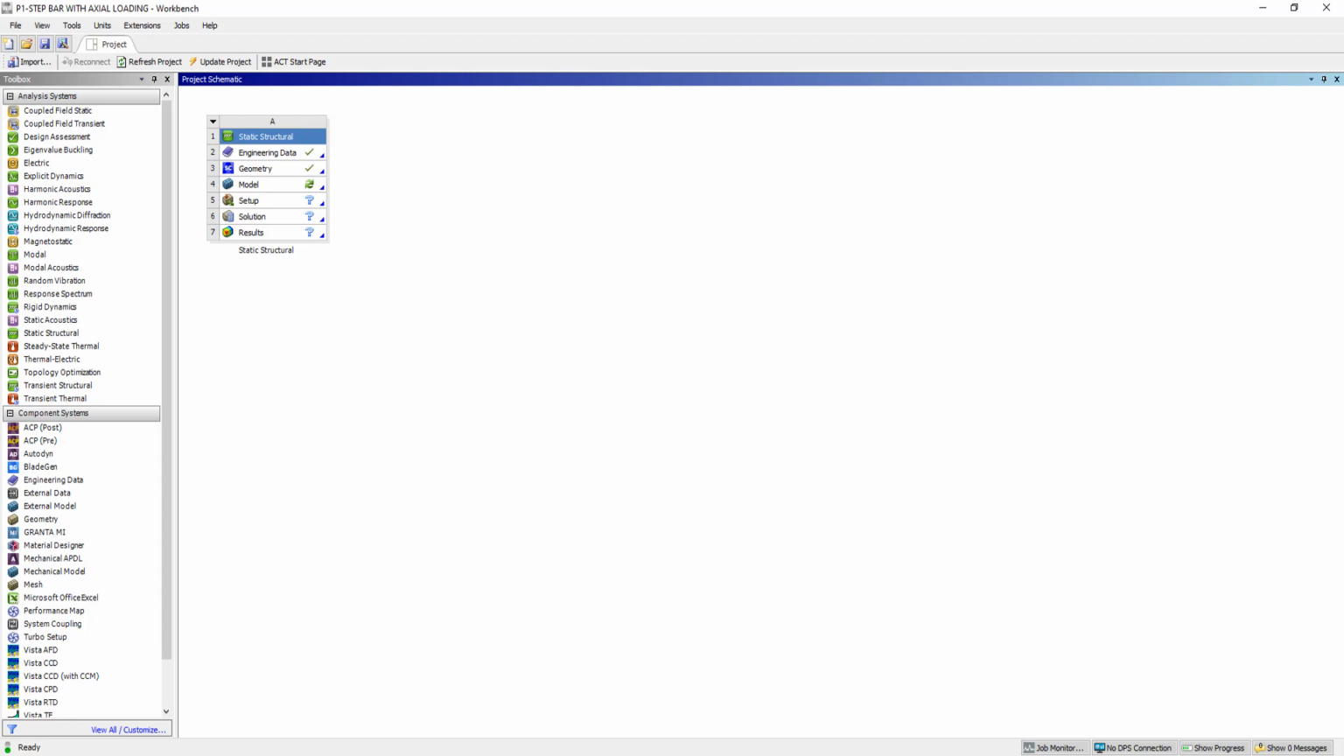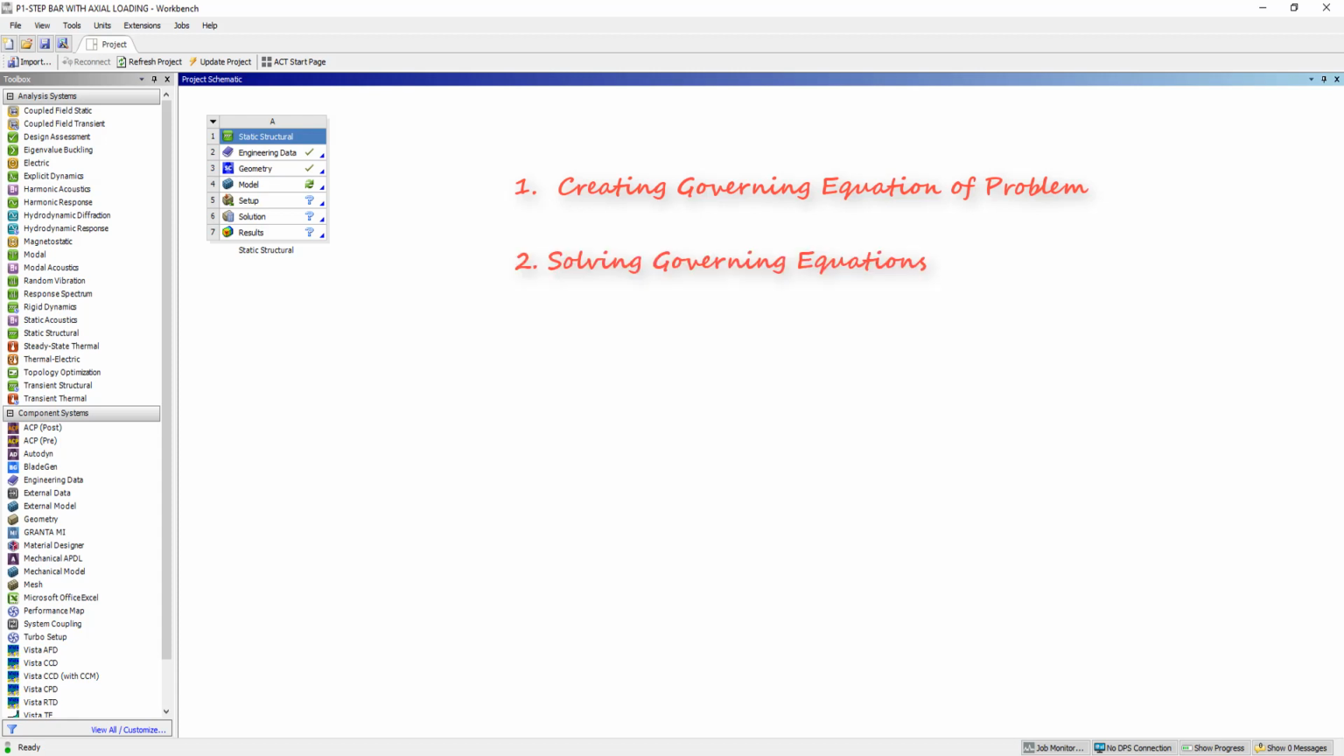The process by which ANSYS Workbench Mechanical solves a problem can be viewed as 2 major steps. First is the problem's governing equation creation, and second, solving those equations. The problem domain, or we can say our CAD model, is usually so complex or intricate that it is almost impossible to establish the governing equation directly from that 3D model.